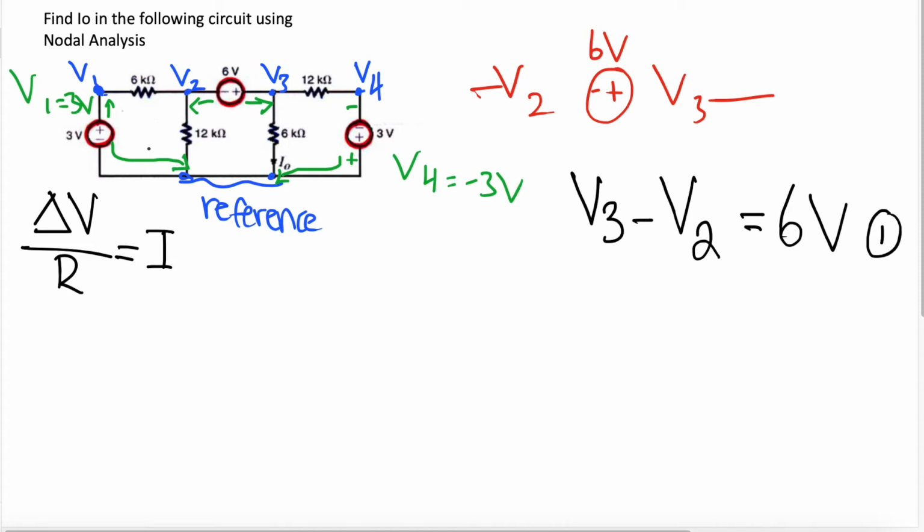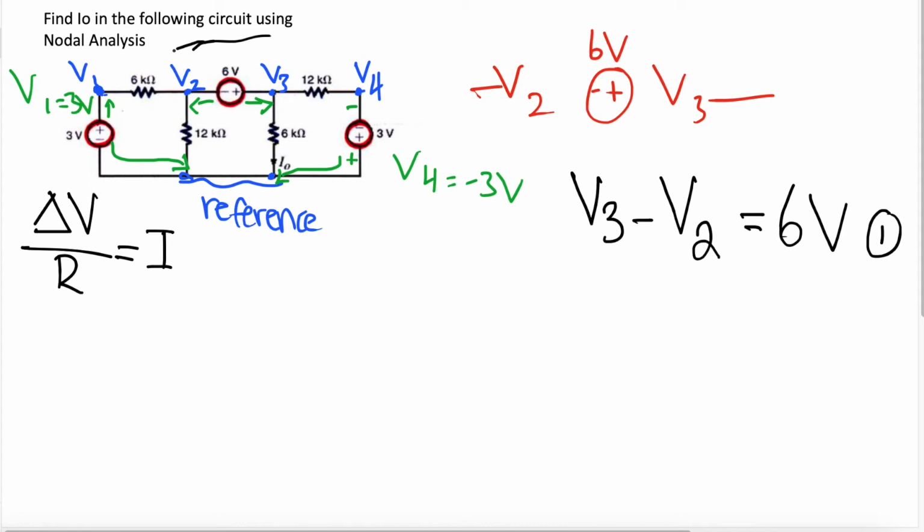And before we try and figure out what our next equation can be, here's another trick that makes this problem way easier. Between V2 and V3, we see that there's a negative 6 volt or positive 6 volt voltage source in between these 2 nodes. Because there's a voltage source in between these 2 nodes, we can do something called a supernode.